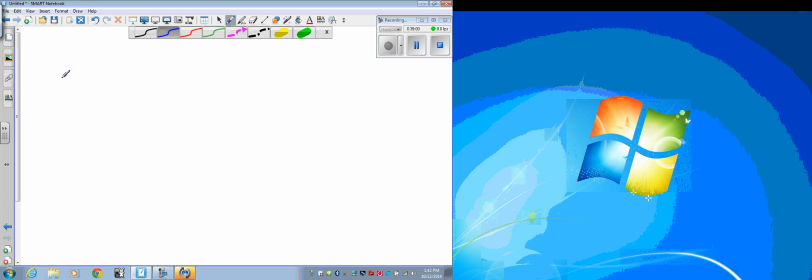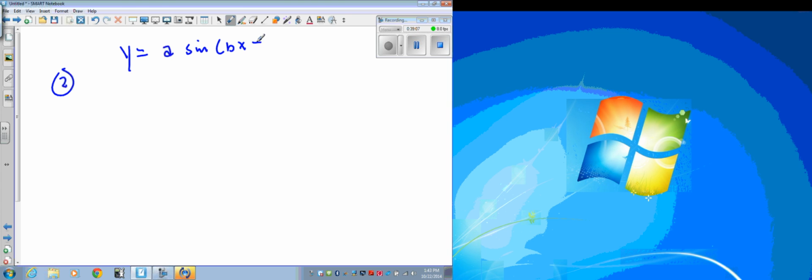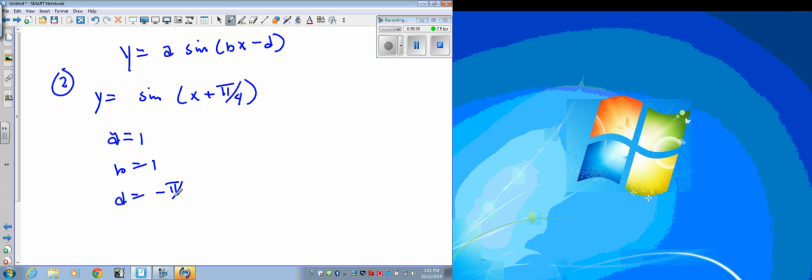So then number 2, which is y equals sine of x plus pi over 4. The A has got to be 1, the B 1, and the D negative pi over 4, because if you put a minus pi over 4 here and take a minus times it, it's a plus, right? So this one has an amplitude of 1. The period is 2 pi long, and it's phase shifted to the left by pi over 4.